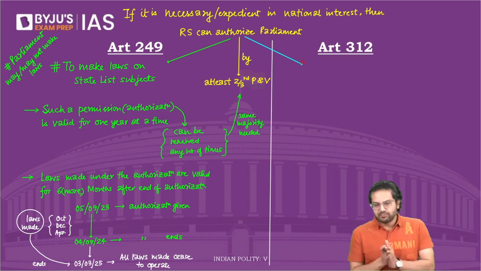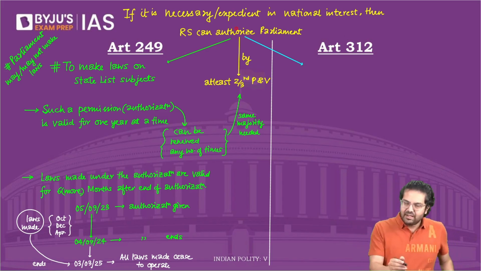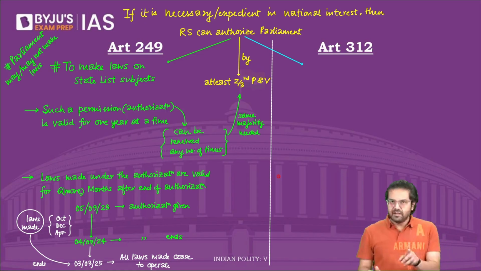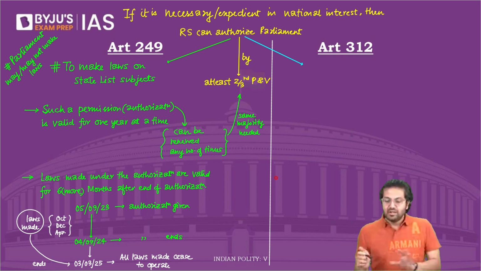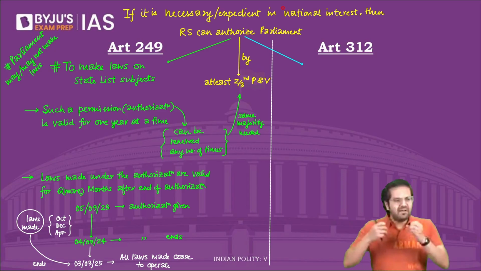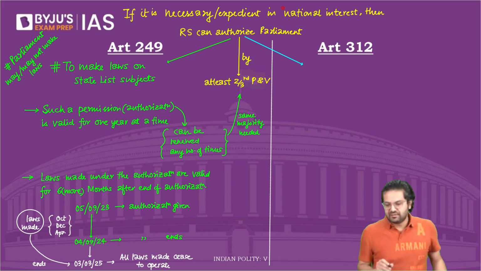Okay, now, again, this part remains the same. Again, same old story. Please hear me out first. If it is necessary or urgent or expedient in national interest. Now, what's this national interest? Again, not defined. It can be very, very subjective. So, if it is urgent in national interest, then Rajya Sabha can authorize the parliament to do what?